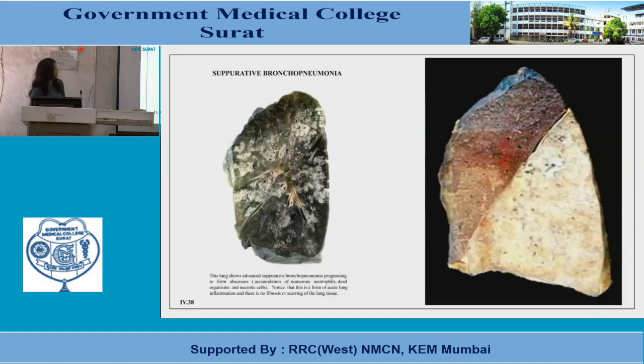This is a picture of bronchopneumonia, in which we can see multiple patchy pneumonic patches, usually small, 3 to 4 centimeters in diameter. And this is a picture of lobar pneumonia, in which we can see the whole lobe is involved.